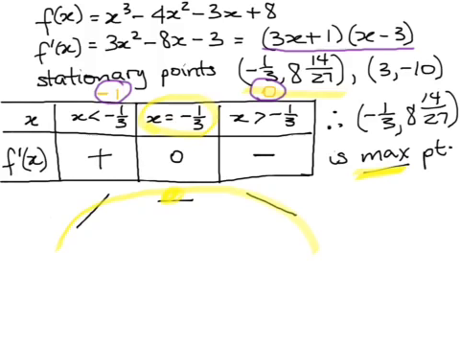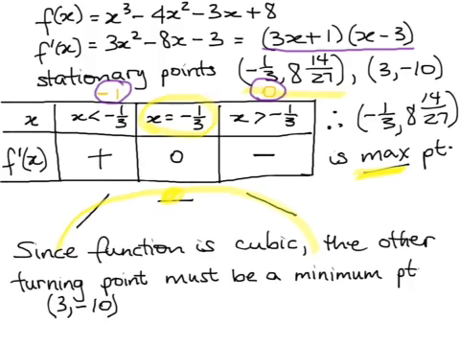Now, you could set up the same table and do something similar for the second turning point, 3, negative 10. So you'd have, in the middle here, x is equal to 3, and maybe to the left you'd have x equal to 2, and to the right you'd have x equal to 4. But I would be very disappointed if you did that, because we already explained that if it's a cubic curve and it has 2 separate turning points, if one is maximum, the other one must be minimum. So a perfectly valid explanation would be to say, since the function is cubic, the other turning point, 3, negative 10, must be a minimum point.